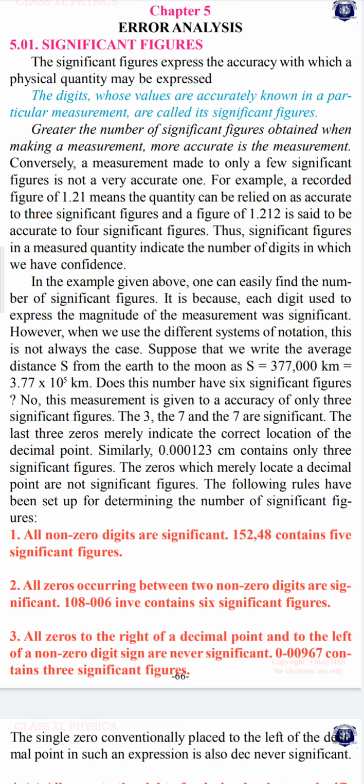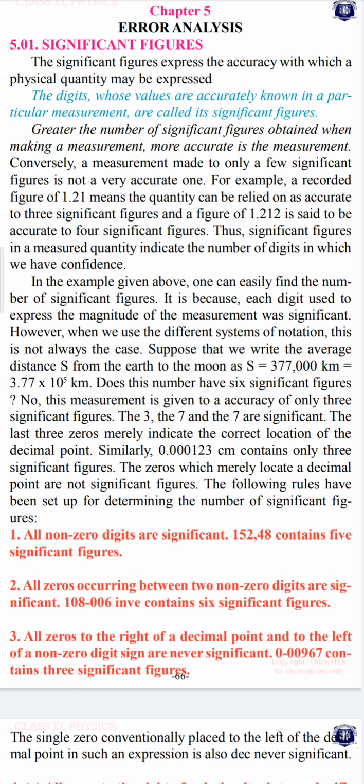Suppose that we write the average distance s from the Earth to the Moon as s = 377,000 km = 3.77 × 10^5 km. Does this number have 6 significant figures? No, this measurement is given to an accuracy of only 3 significant figures. The 3, the 7, and the 7 are significant. The last 3 zeros merely indicate the correct location of the decimal point. Similarly, 0.000123 centimeters contains only 3 significant figures. The zeros which merely locate a decimal point are not significant figures.